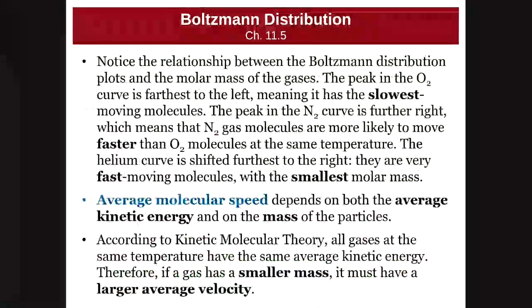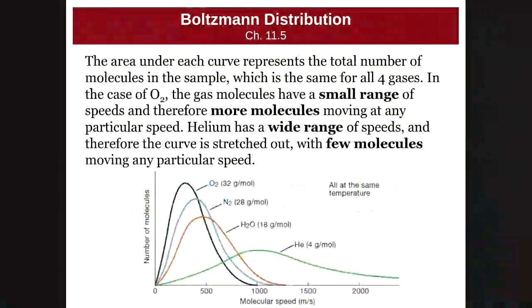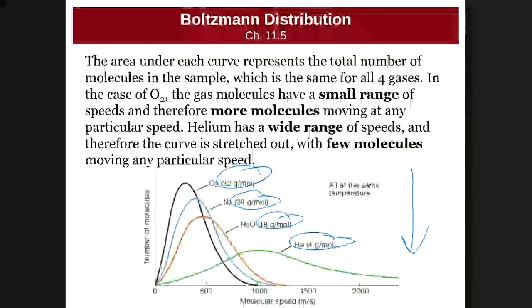All right, and the helium curve is shifted furthest to the right, which means that they have very fast moving molecules, and it also has the smallest molar mass. So we see 32, 28, 18, and 4. So as our molar mass decreases, our speeds increase. Our speeds shift. Speed is higher.